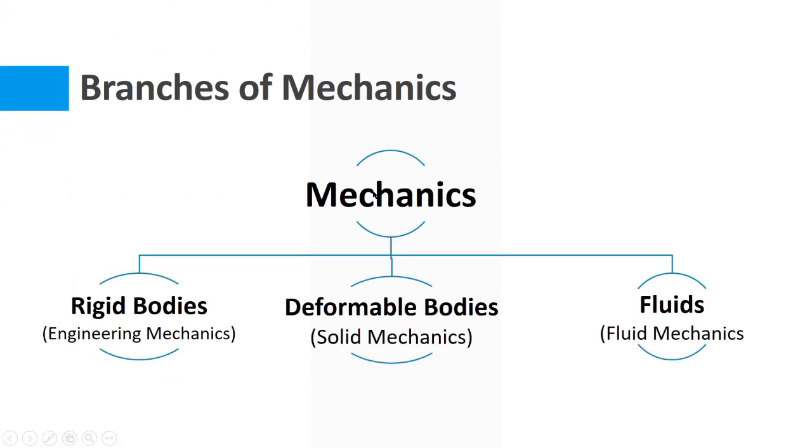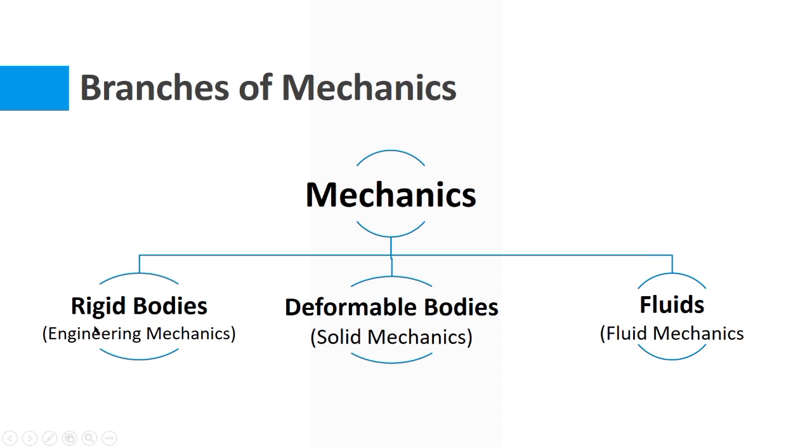Okay, so mechanics is further subdivided into three parts: rigid body mechanics, deformable body mechanics, and fluid mechanics. Actually matter exists in three states: solid, liquid, and gas. Solids are discussed in the branches of rigid bodies and deformable bodies, while liquids and gases are discussed in the branch of fluid mechanics, because liquids and gases are called fluids. Actually, solids can be deformable or non-deformable. If they are non-deformable, they are known as rigid bodies. If they are deformable, they are known as deformable bodies.